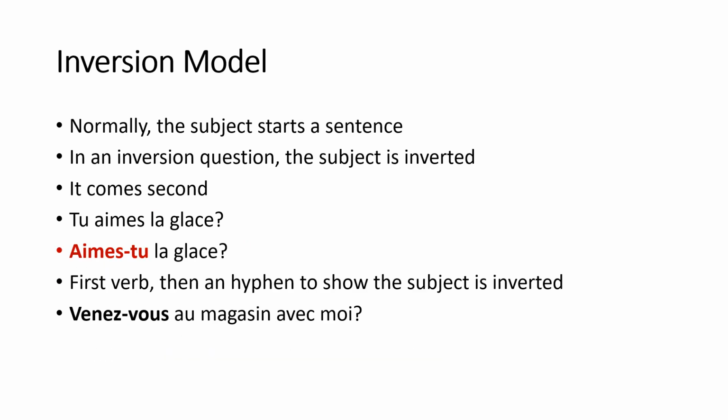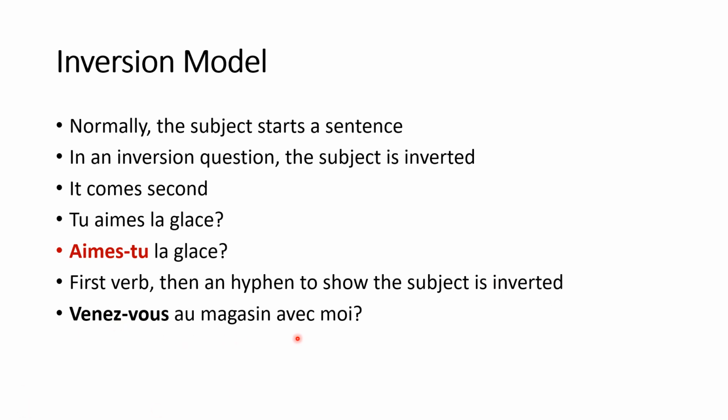Okay, now the third model, the one that confuses you, the inversion model. Remember, the words are not upside down, as some of you very cleverly do. The words are interchanged. So normally the subject starts a sentence, always. But in an inversion question, the subject comes second place. It is inverted. Tu aimes la glace becomes aimes-tu la glace? Aimes is 2 here, aimes has become 1 here. Tu is 1 here, tu has become 2 here. And there's a hyphen there to show that the subject is inverted.